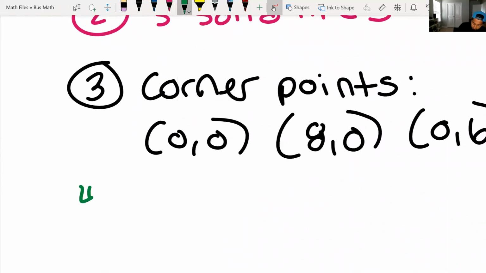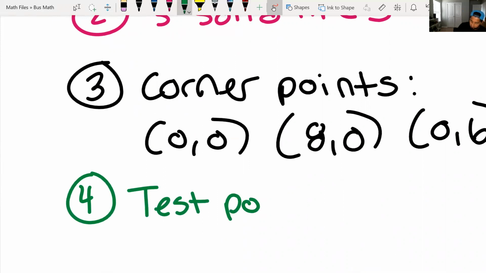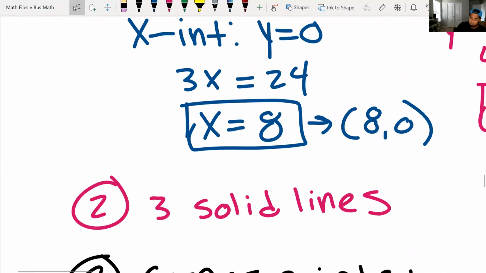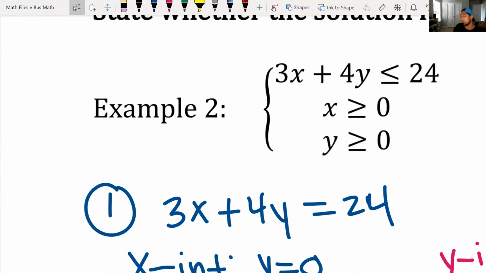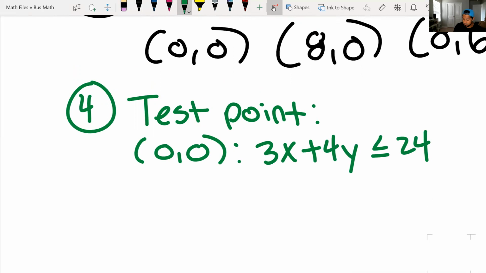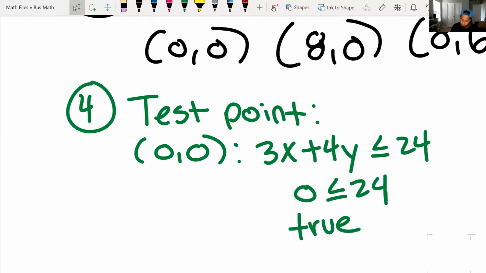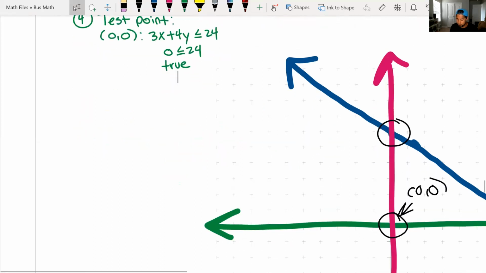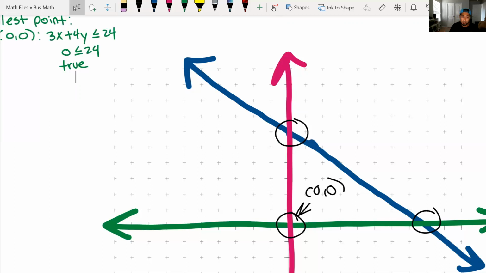So 4. We pick 0, 0. And we plug it into the original inequality, 3x plus 4y less than or equal to 24. Plug in 0 for x, plug in 0 for y, you get 0 less than or equal to 24. Is that a true statement? Definitely is. So this is true, which means we always shade towards the true point. But since we have those non-negative restrictions, this means our shadings will be stuck in quadrant 1. So I'll do that. Let me erase this first.